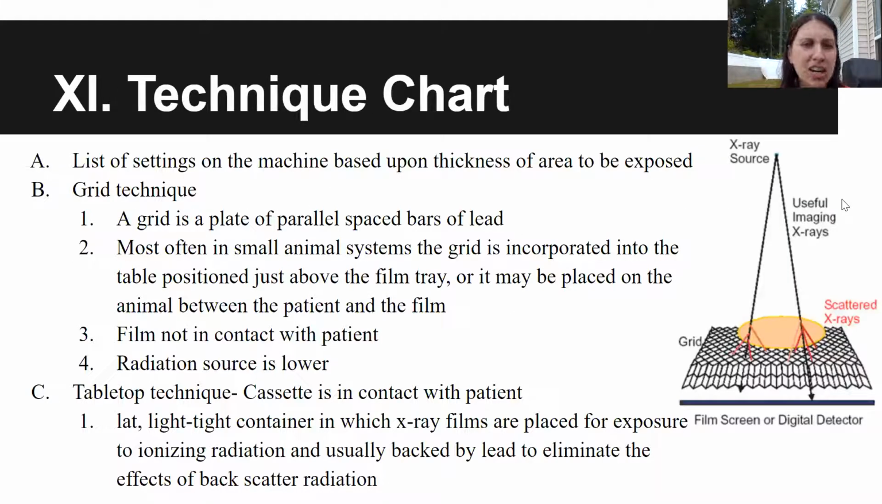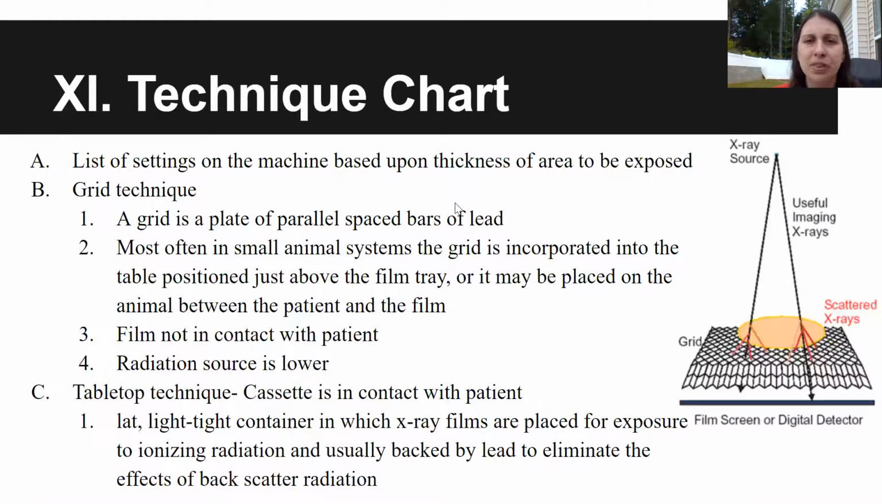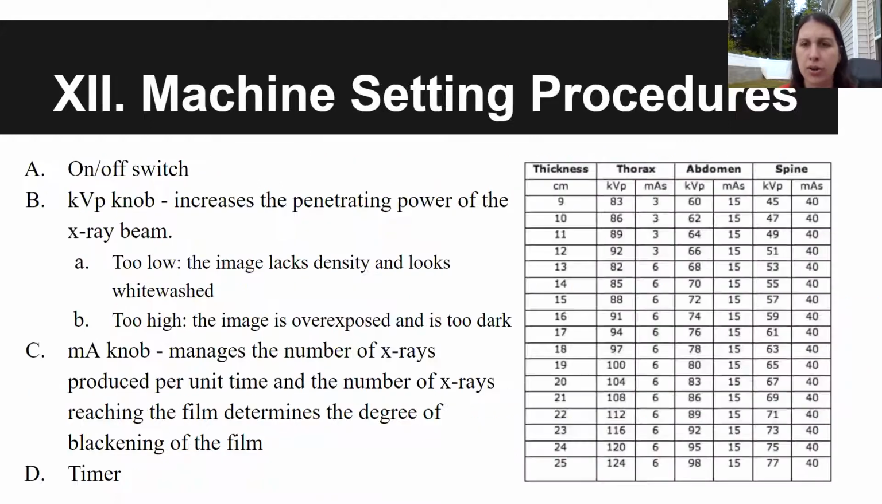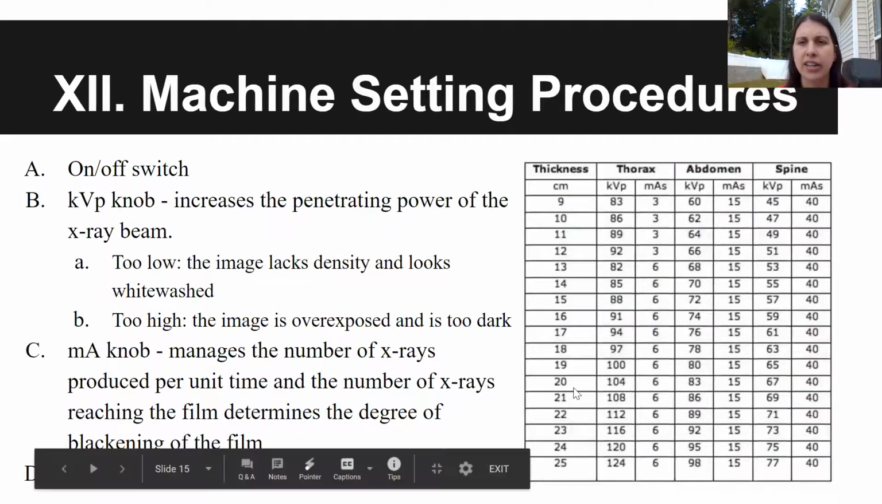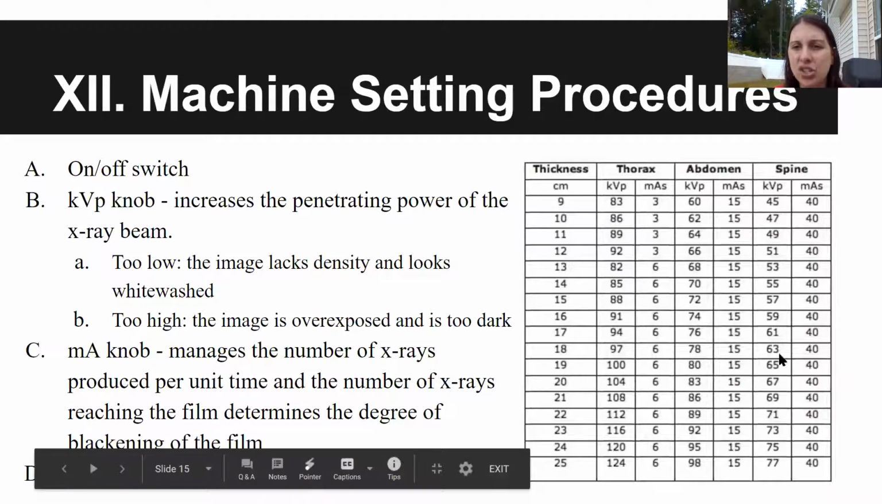The technique chart is basically a list of settings based upon the thickness of the area you're trying to see. So depending on how thick the area is, is it a little dog, is it only like 9 centimeters, or is it a huge animal and it's like 25? That will depend on what settings you have to have your X-ray machine set on.